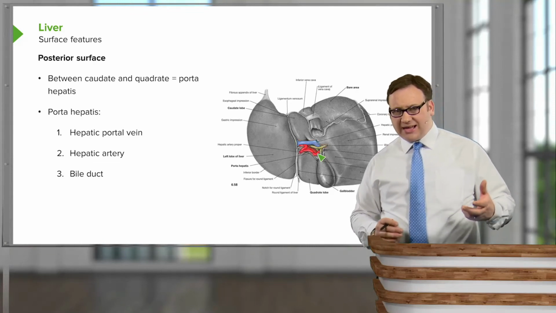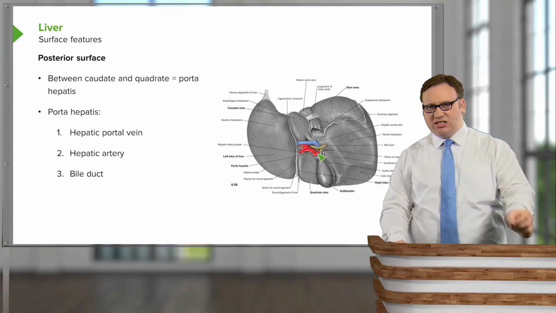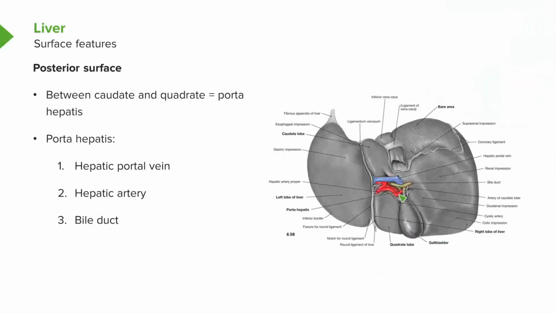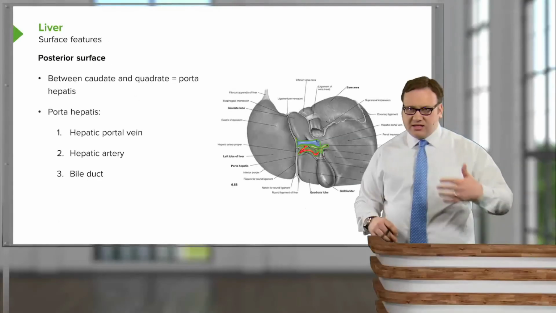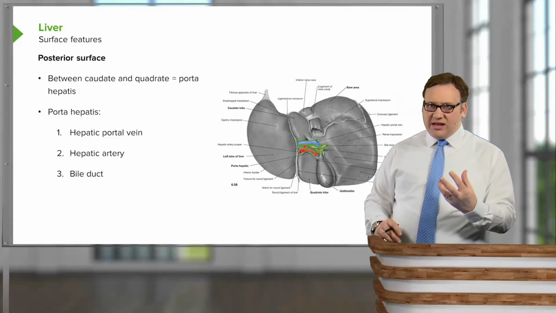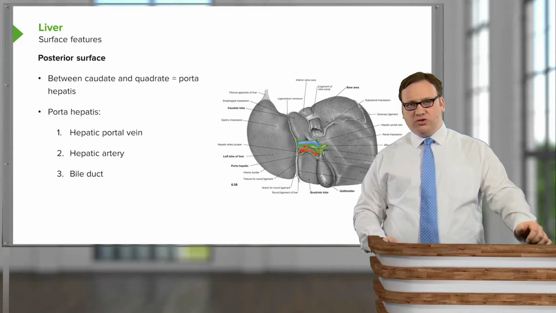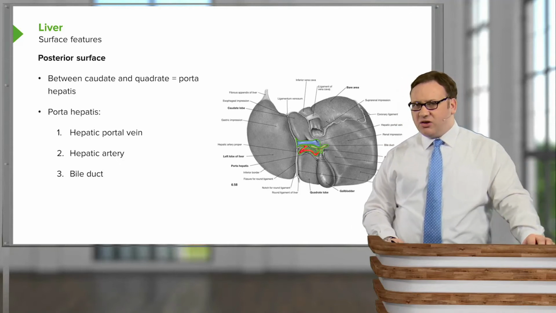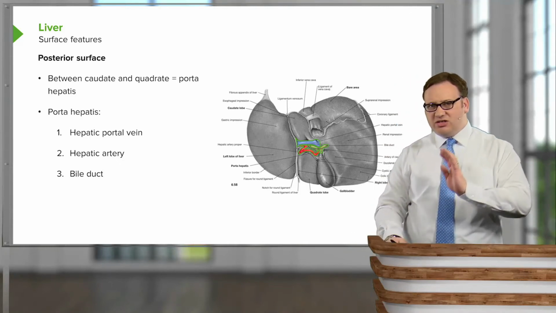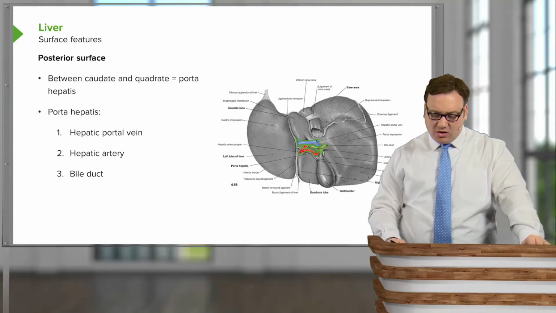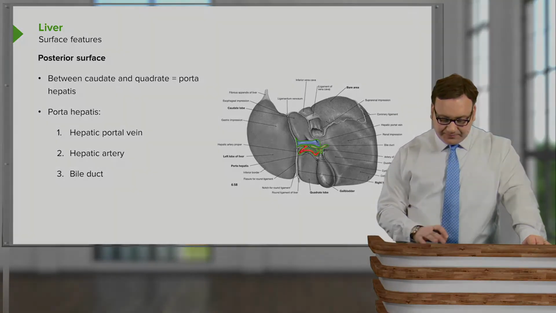So at the porta hepatis, we find the same three structures that were in the portal triad. We find the hepatic portal vein, which we can see here. We can see the hepatic artery, which we can see here. And we can also see the bile duct, which we can see running out here. These three structures passing to and from the liver ultimately then run in the portal triad. Remember, in the free edge of the lesser omentum. And that's how these structures can pass into the liver or away from it.